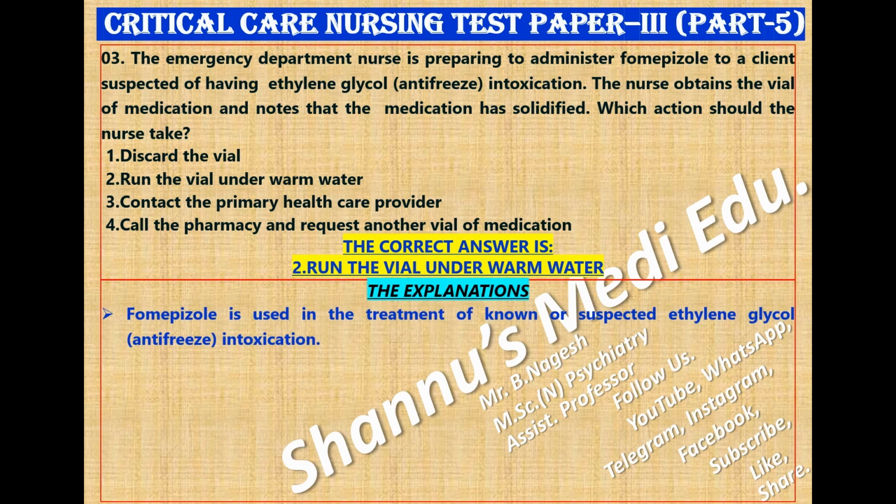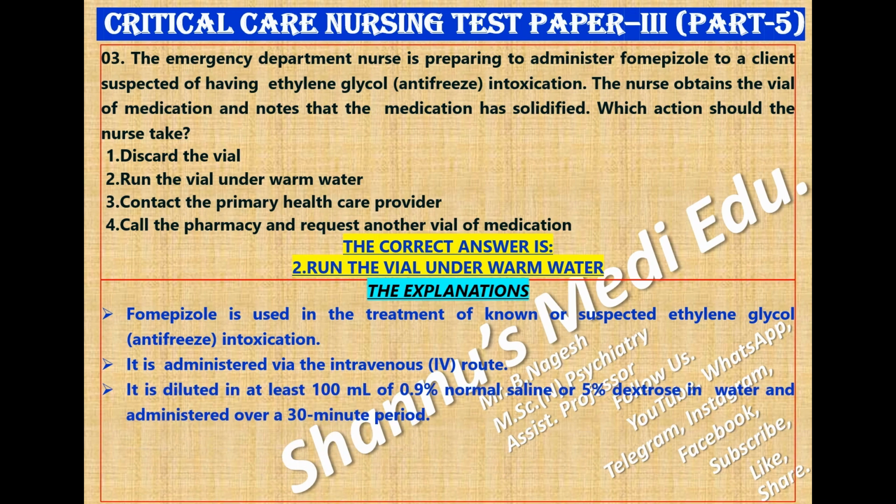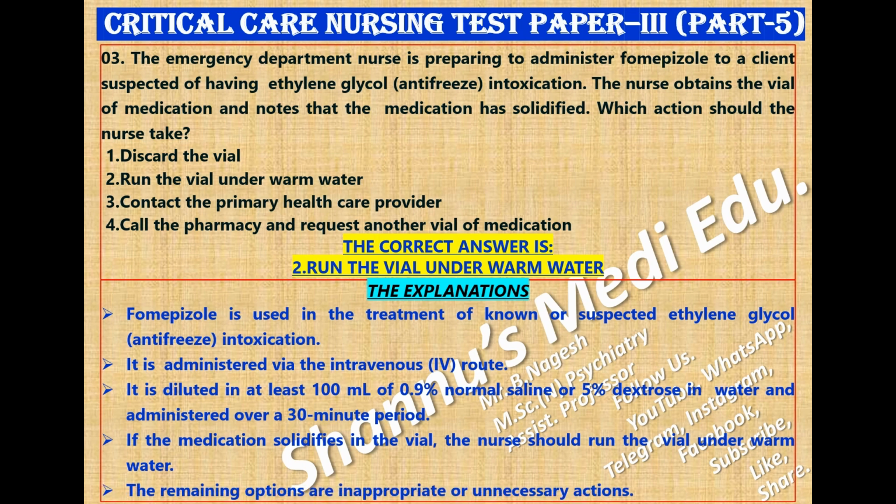The explanation of this question: fomepizole is used in the treatment of known or suspected ethylene glycol antifreeze intoxication. It is administered via the intravenous route. It is diluted in at least 100 ml of 0.9% normal saline or 5% dextrose in water and administered over a 30 minute period. If the medication solidifies in the vial, the nurse should run the vial under warm water. The remaining options are inappropriate or unnecessary actions.